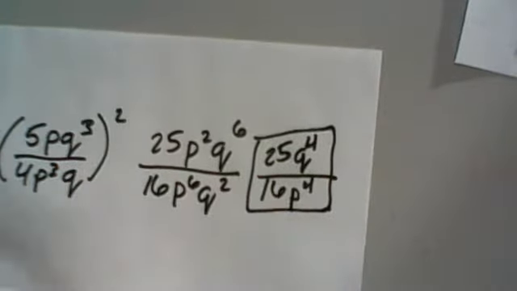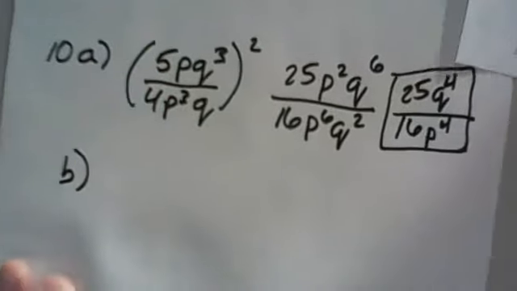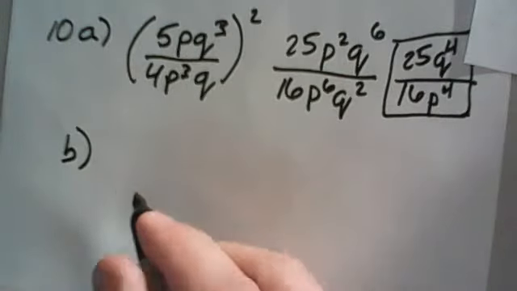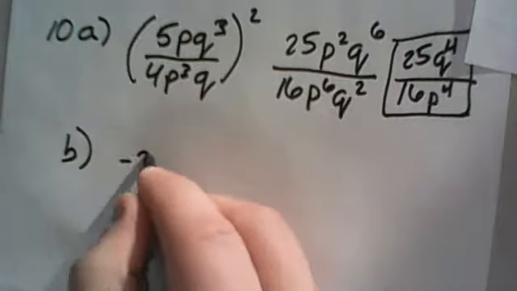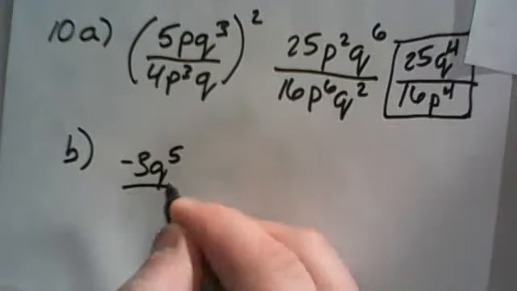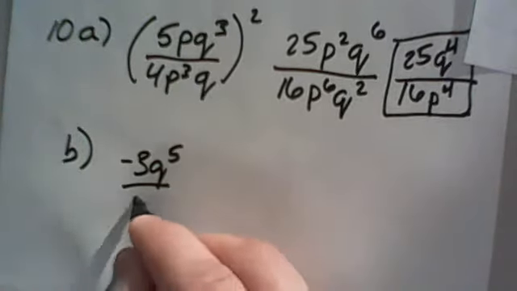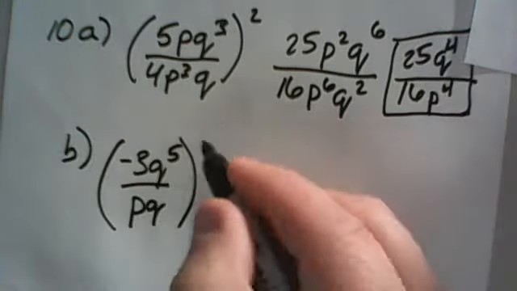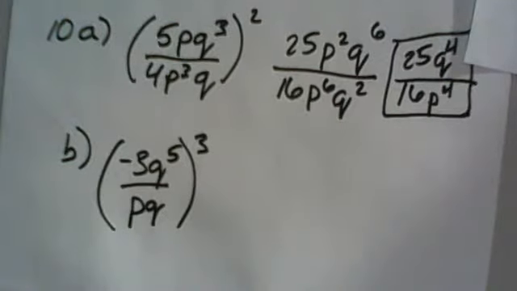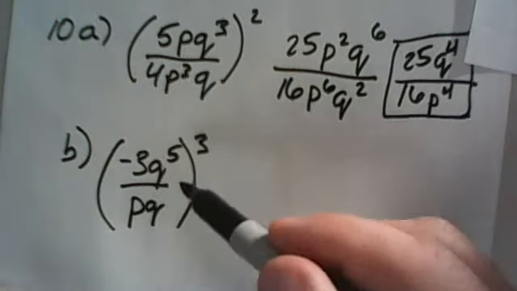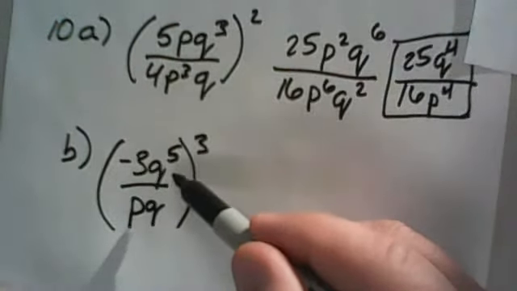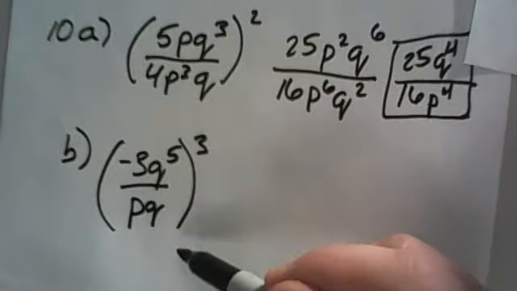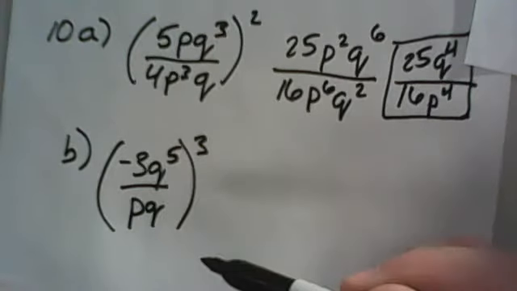Now let's take a look at number 10 still, but letter B. 10 letter B looks like this. We have negative 3q to the 5th on top, over pq on the bottom. Now I'm going to take that whole thing and raise it to the third power. So the first thing I'm going to do is, I could simplify this a little bit. Like for example, before I take anything to the third power, I could simplify q to the 5th over q and just make it q to the 4th.